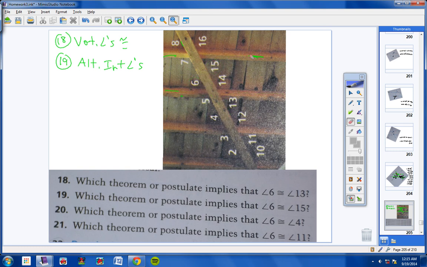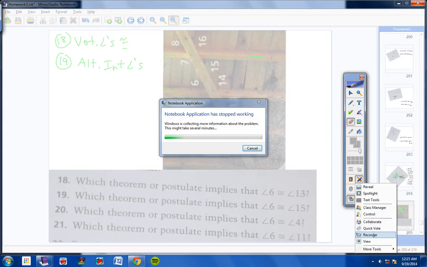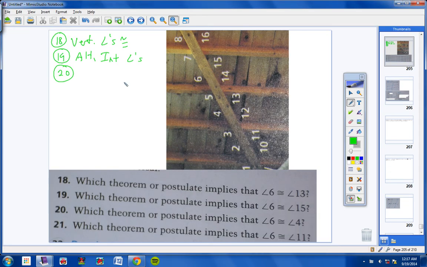All right, number 20. They're asking us on number 20. This thing's frozen up here. Hold on one second. Okay, students, I'm back. Sorry about that. The program crashed there for a second. So here we go.